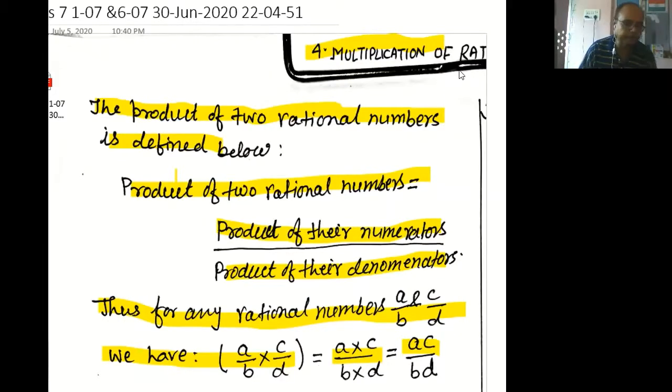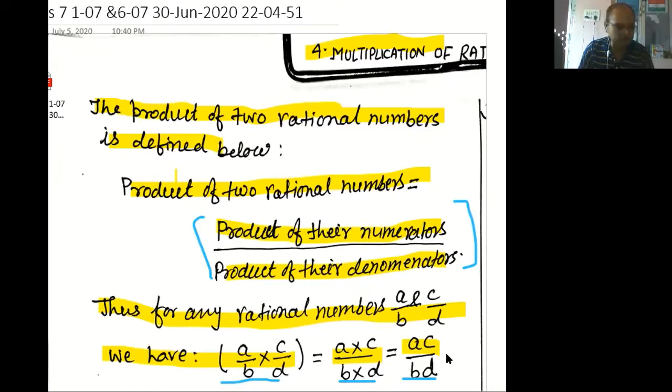Multiplication of rational numbers. The product of two rational numbers is defined below. The product of two rational numbers equals the product of their numerators upon the product of their denominators. Thus, for any rational numbers a upon b and c upon d, we have a upon b into c upon d equal to a into c upon b into d, equal to ac upon bd.